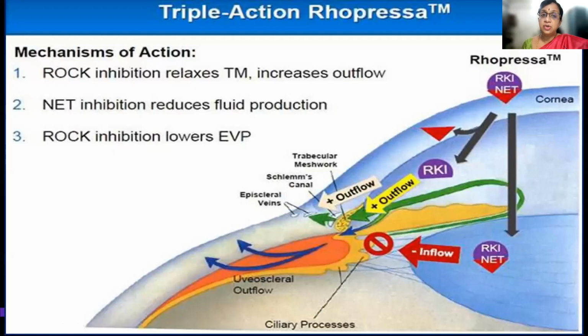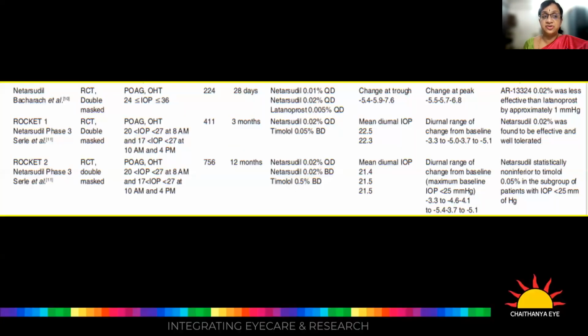It acts on the trabecular meshwork by relaxing it and increasing the outflow. Apart from that, because it can inhibit the norepinephrine transporter, it can decrease aqueous humor production by inhibiting the sodium potassium ATPase in the ciliary body, and hence you have decreased aqueous humor production. Also, it lowers episcleral venous pressure. So it has a triple mechanism, and hence you can expect a greater reduction of pressure.